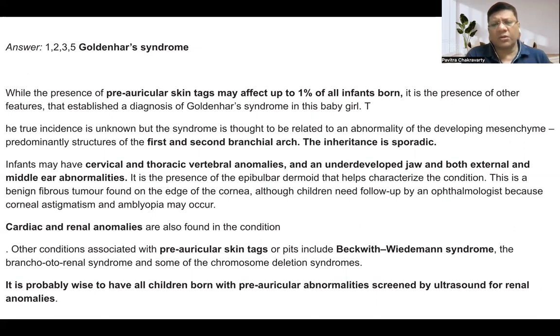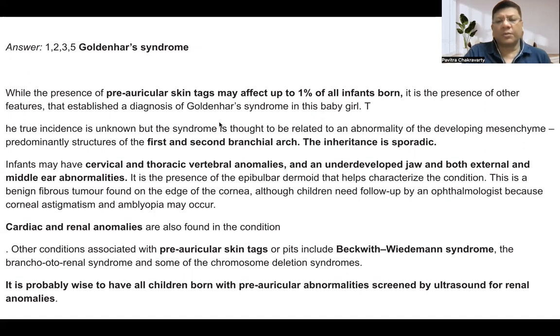You also need to have a rough idea where else you get the preauricular skin tag. Just remember Beckwith-Wiedemann syndrome because it's very common for the MRCPCH exam. Now, there are other syndromes, such as Branchio-oto-renal syndrome, and some chromosomal deletion syndromes. Basically, for all practical purposes, any newborn who's born with preauricular abnormalities, you screen by ultrasound for renal anomalies. That's what you need to remember.